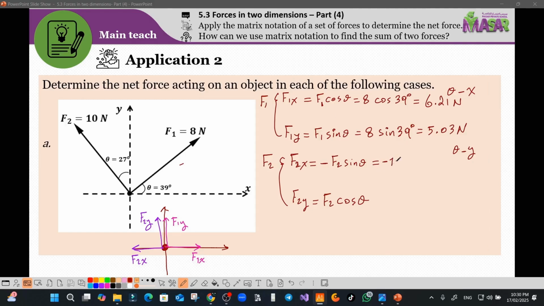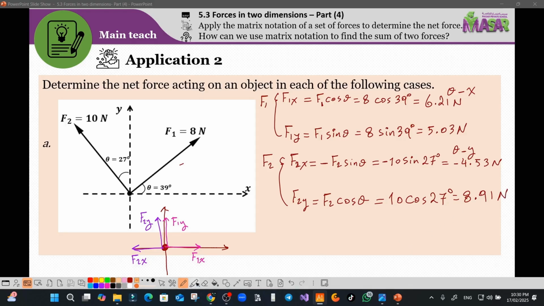Now the magnitude is 10. Sine, the angle is 27, and the answer is minus 4.53 Newton. And here we have 10 again, but this time we're going to apply the cosine, and the magnitude is 8.91 Newton.